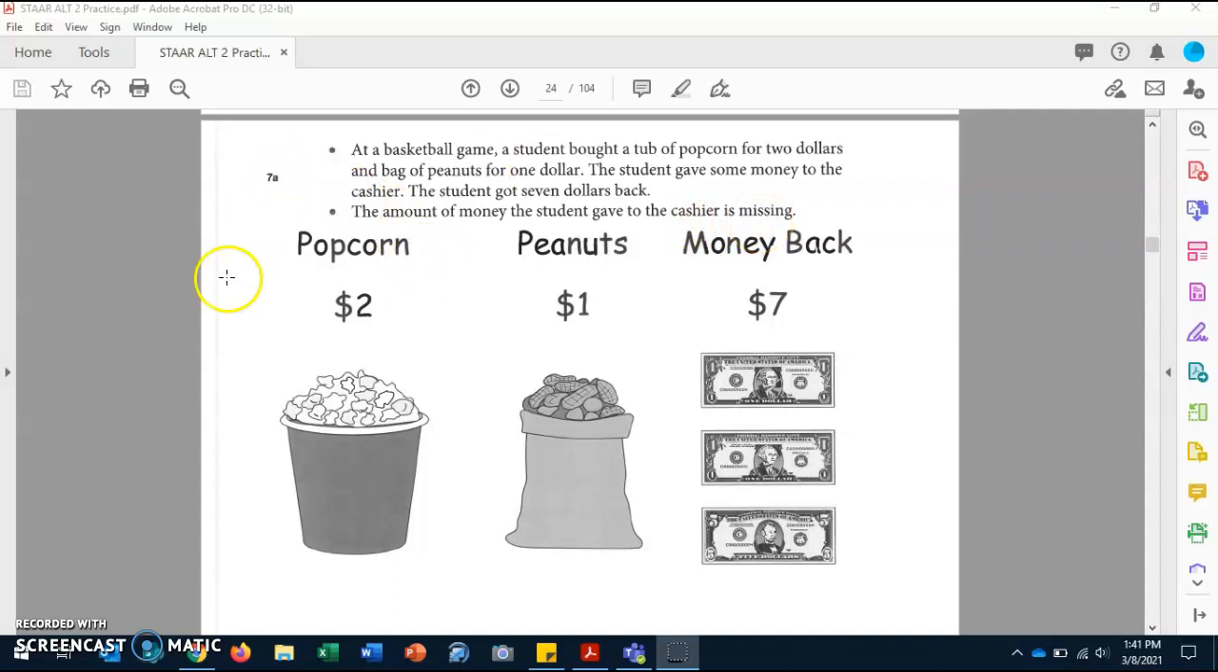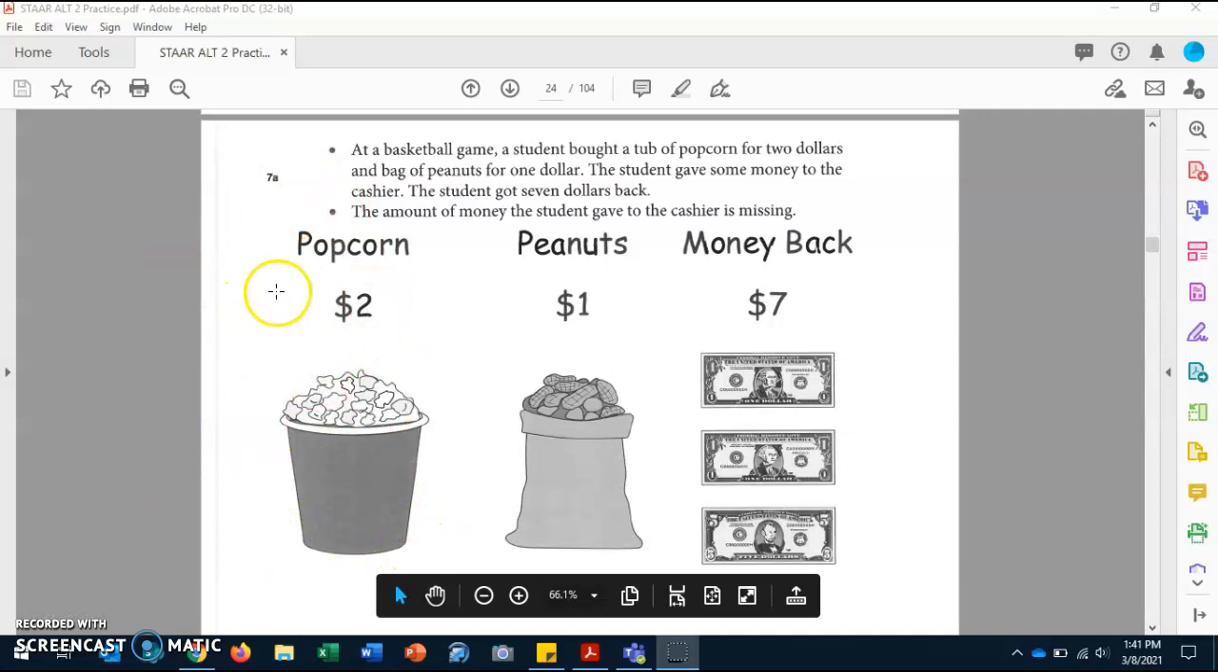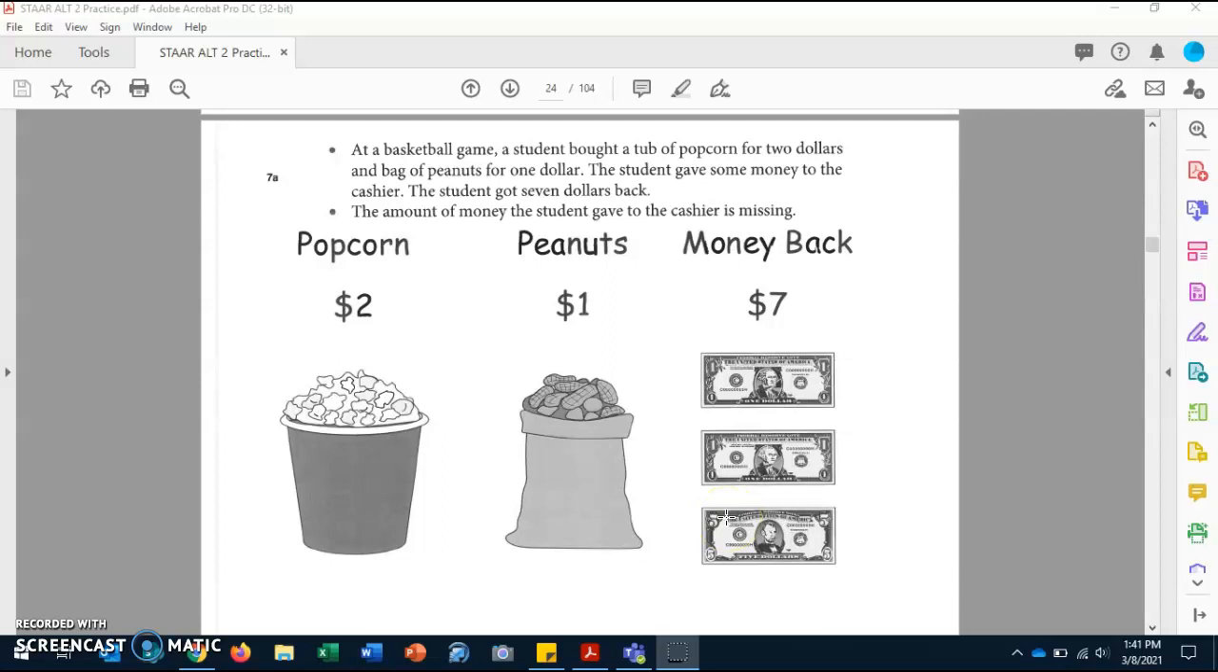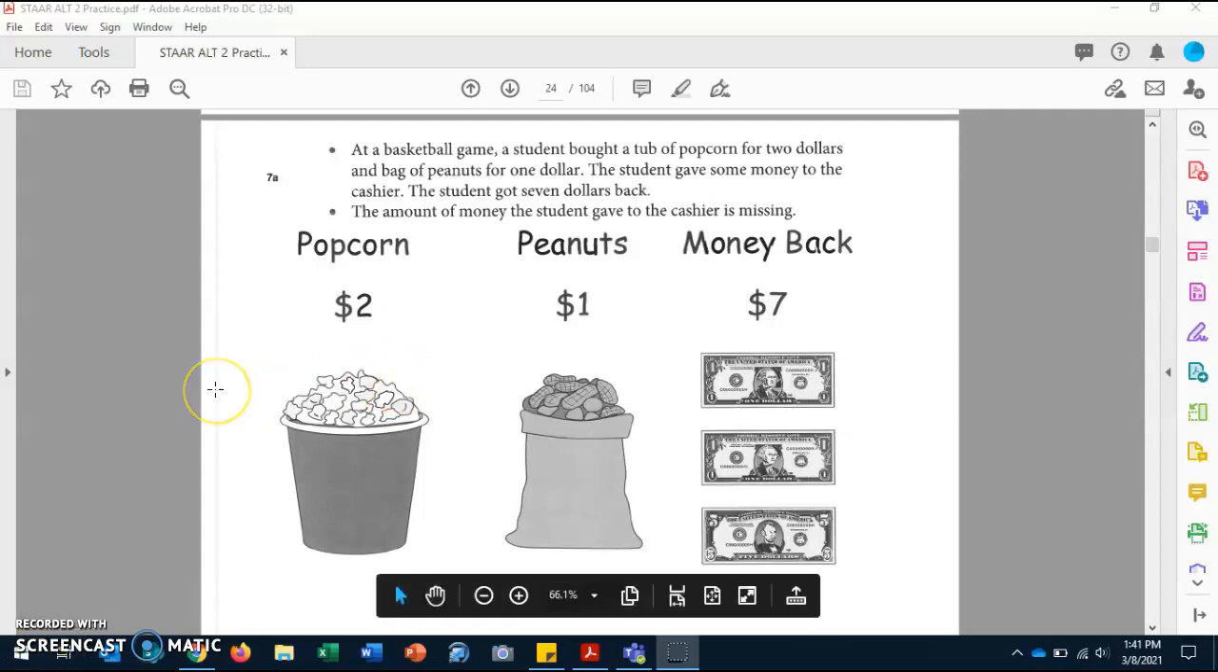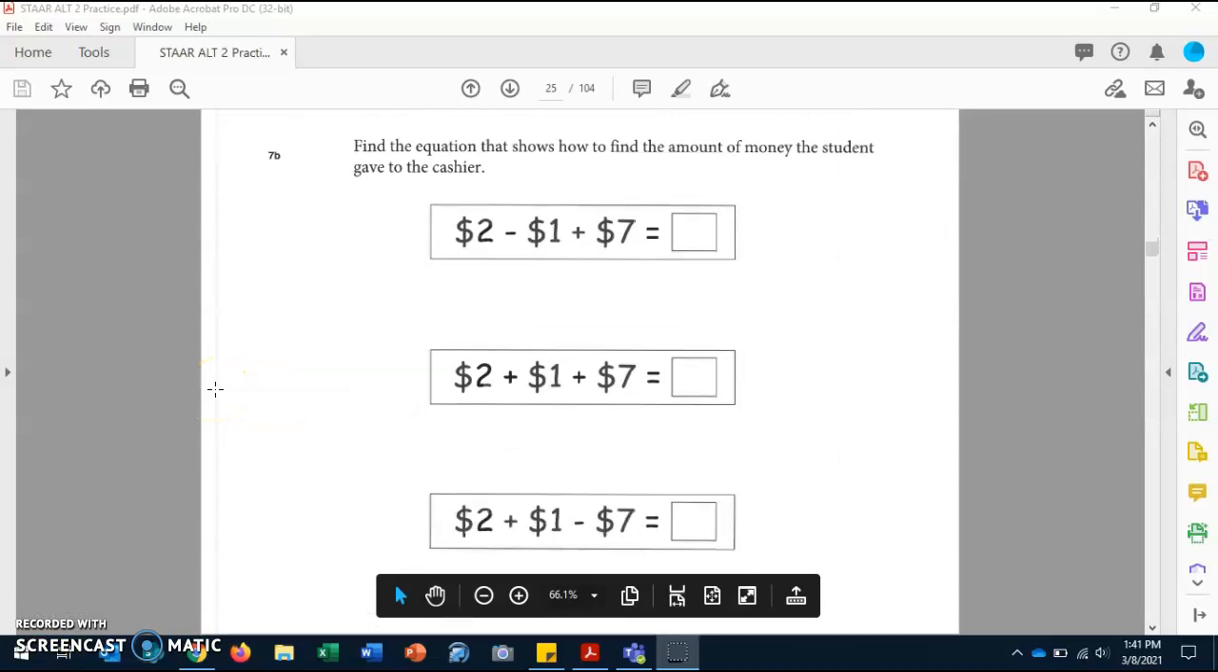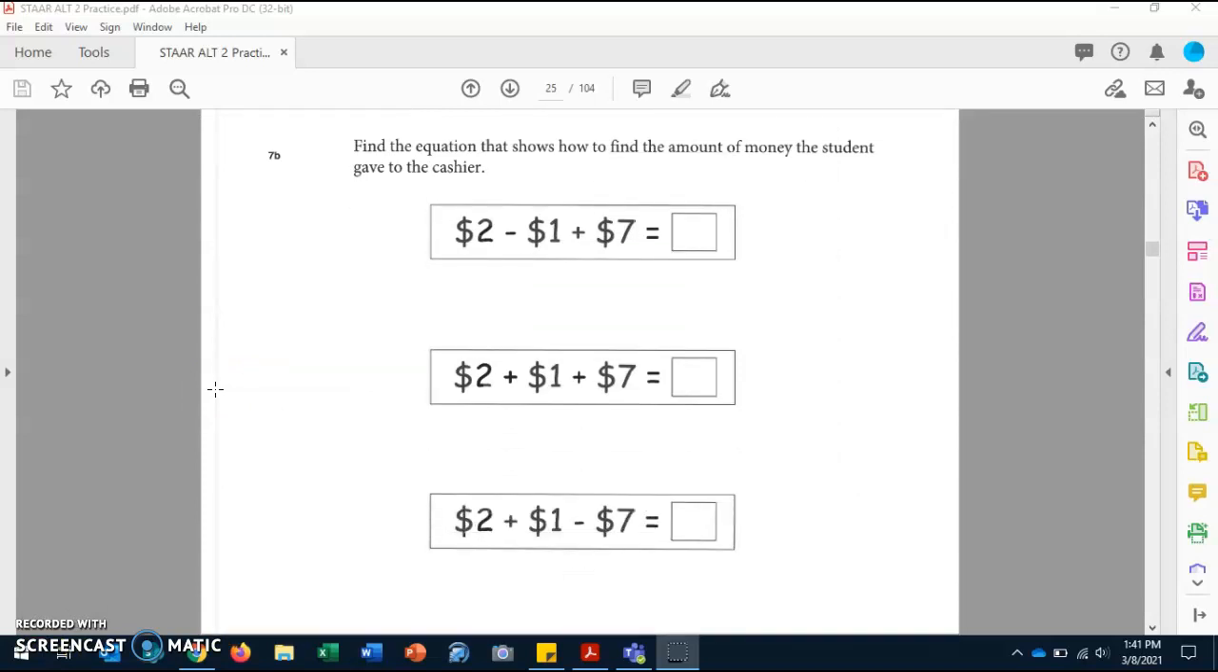So here, they're telling us and showing us the popcorn and how much he paid for it, which was $2. And then we have our bag of peanuts, and it was $1. And then they're giving you the money that he got back. However, the amount of money he gave the cashier is missing, and we need to find it. So over here, this is our question. Find the equation that shows how to find the amount of money the student gave the cashier.